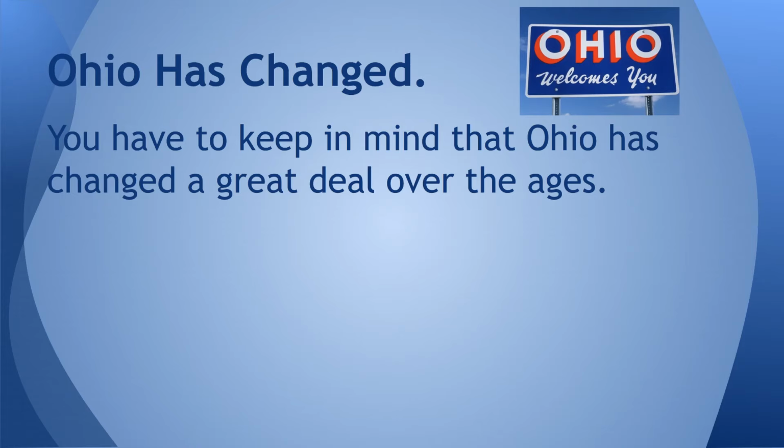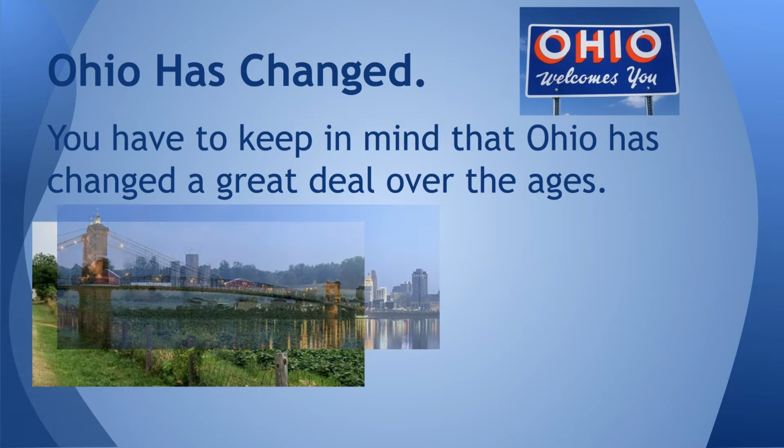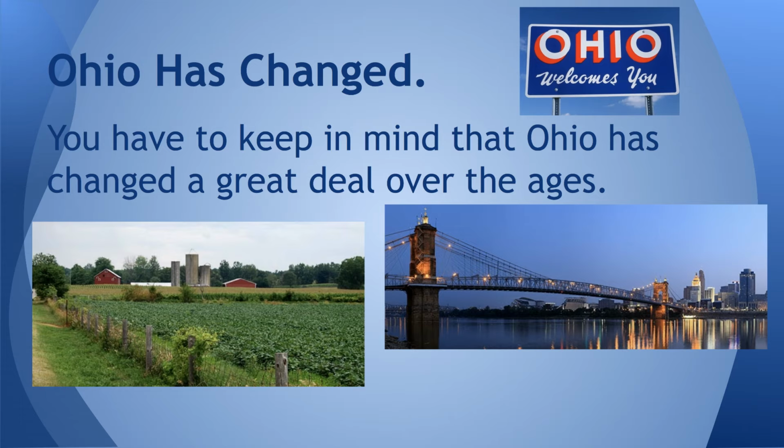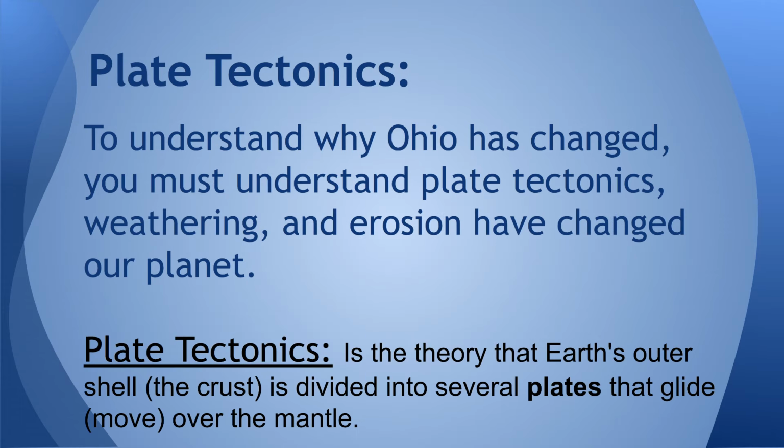All right, so Ohio has changed. We have to keep in mind that Ohio has not always looked the way it does right now, where we have farmland and cities, okay? It looks like that now, but it has not always been this way throughout the years, right? The main reason why is plate tectonics. This is something that I talked about in my video about slow and rapid changes when I talked about earthquakes and volcanoes, because plate tectonics are the reason why we have those things, right?